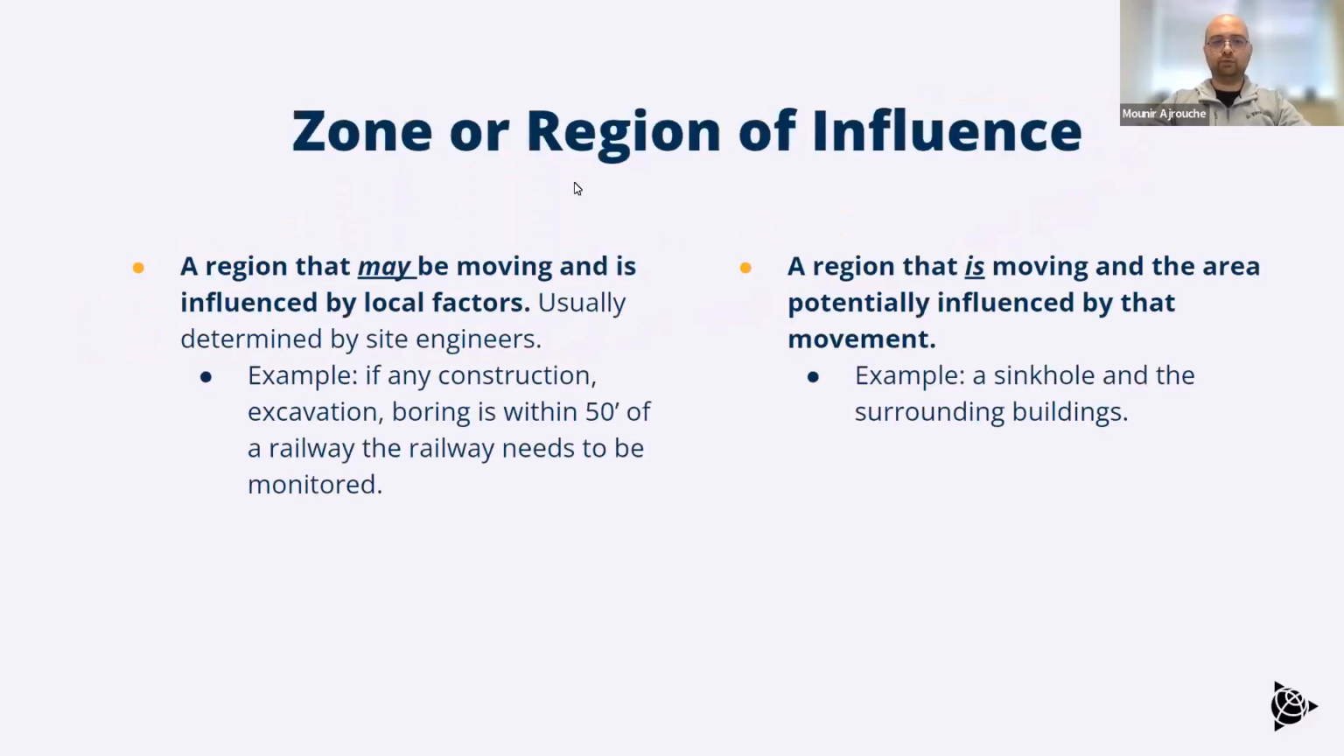So basically we have two cases. In the first case, we know already that, for example, there is some construction near a building, and this will have an impact on the building. So generally, before the start of the construction, we set the baseline, which is our reference measurement, and start monitoring during the construction of the project to check if there is any risk or any displacement.